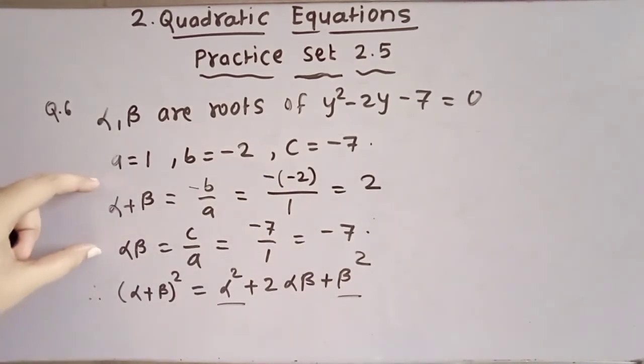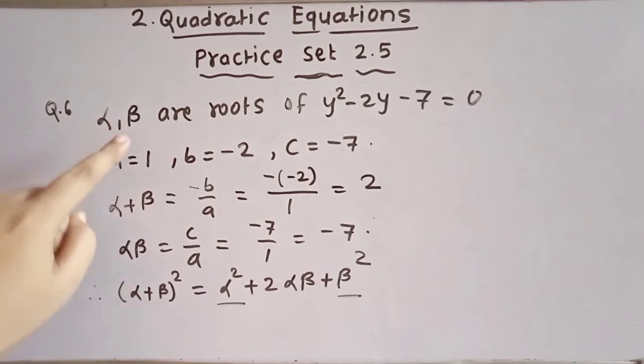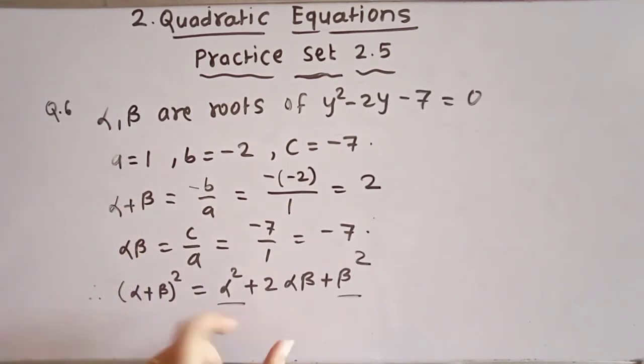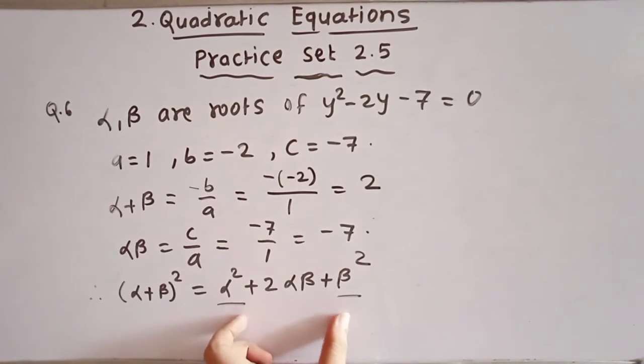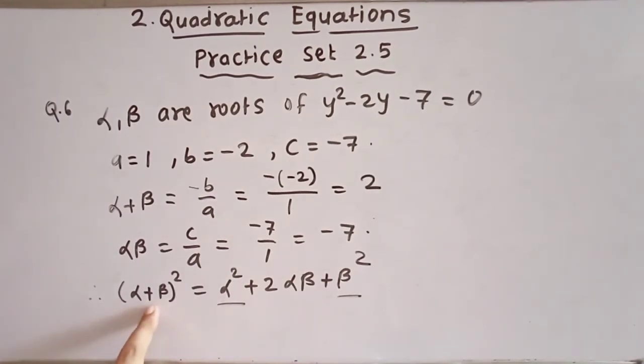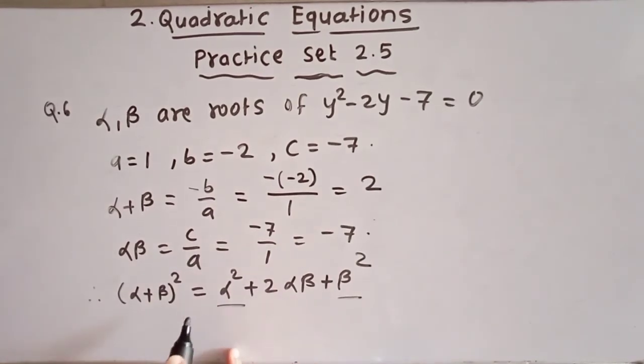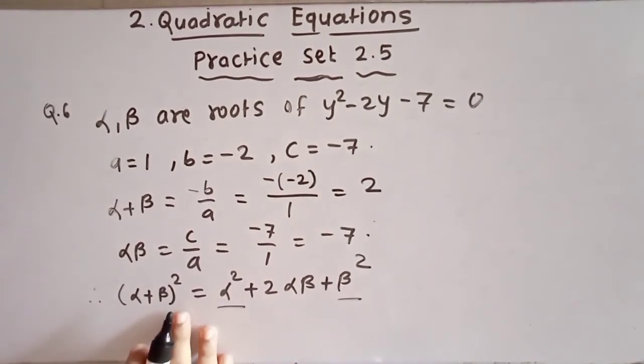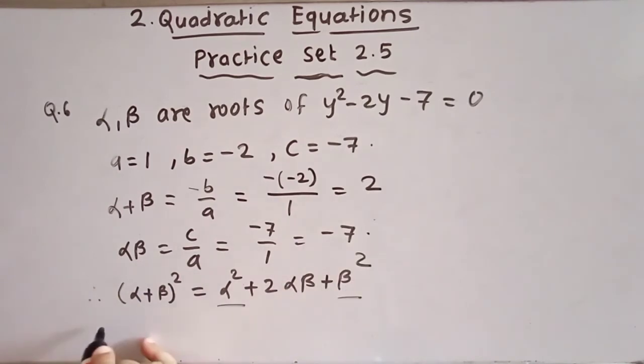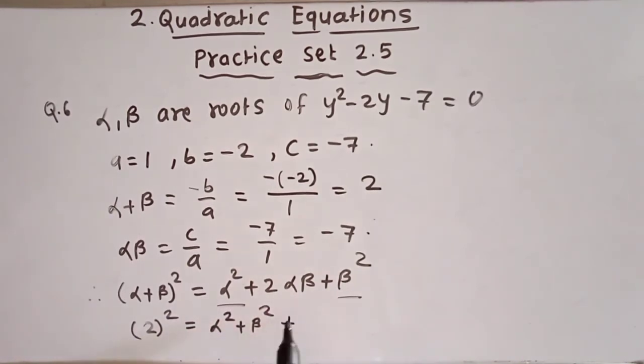Because we have not calculated alpha and beta separately, yes or no? So you have to find the combined value of this and you will get this in this formula. So now alpha plus beta value is what? 2. So put here. So 2 square is equal to alpha square plus beta square, keep as it is, plus 2 into alpha beta value is what? Minus 7. Yes or no?